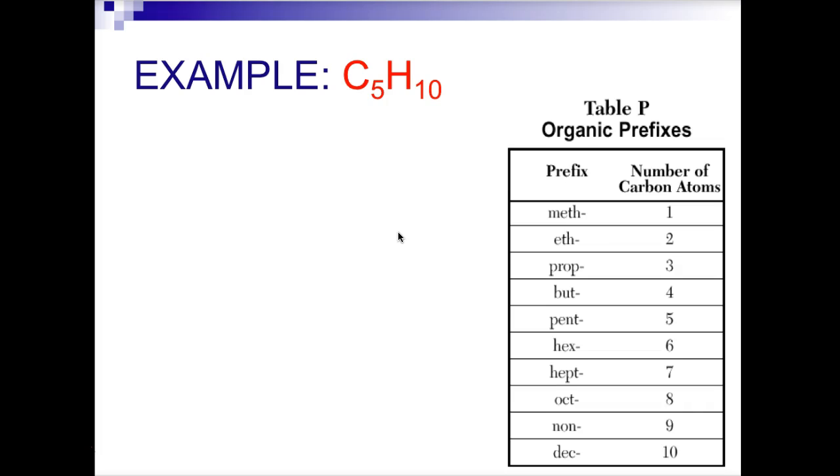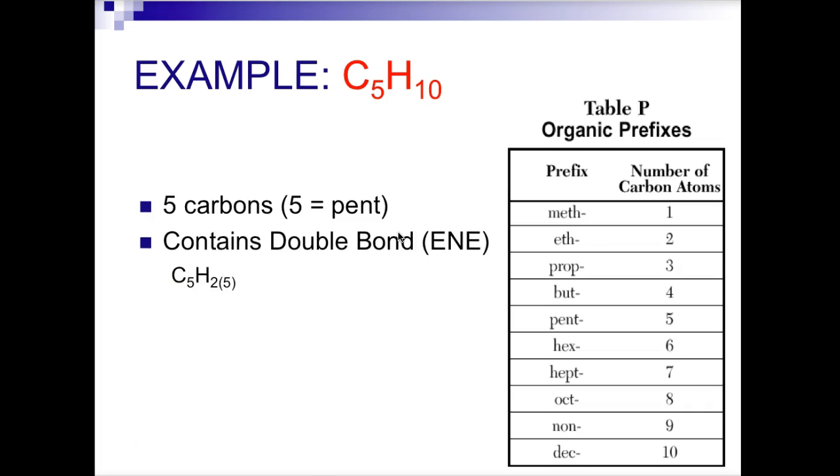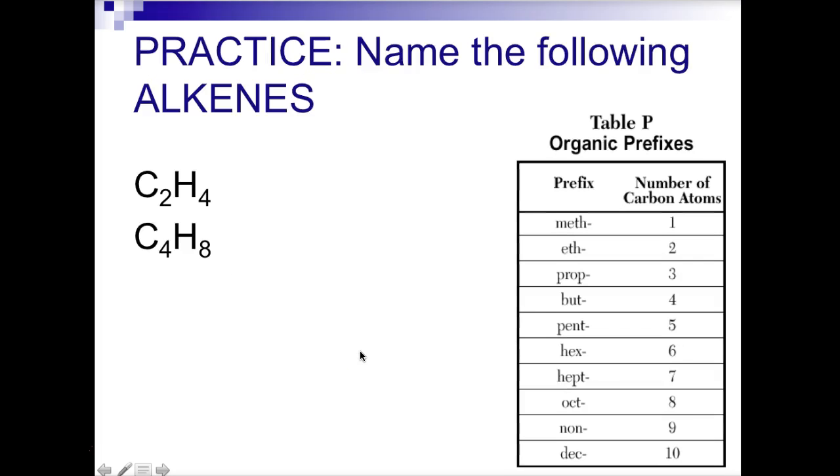This example has 5 carbons in it, so again, we're going to go to that prefix pent. It contains a double bond because it follows the CnH2n formula, which means that we have to end it in ENE. So this name for this structure is going to be pentene. Pent for 5 carbons, ENE because there's a double bond in the structure.